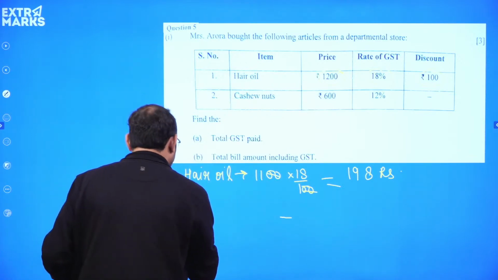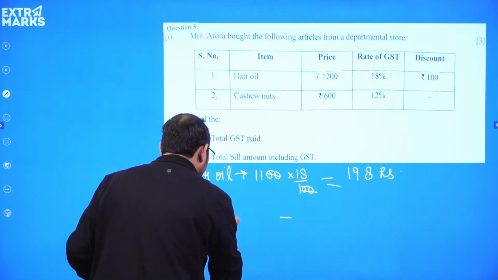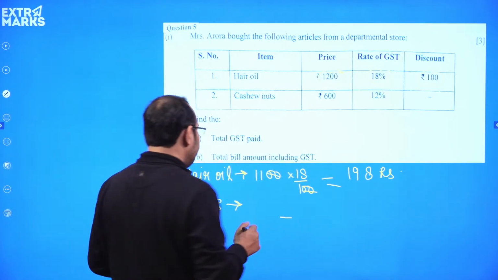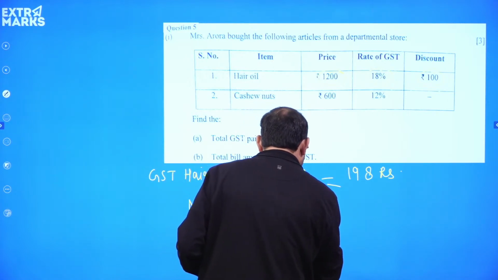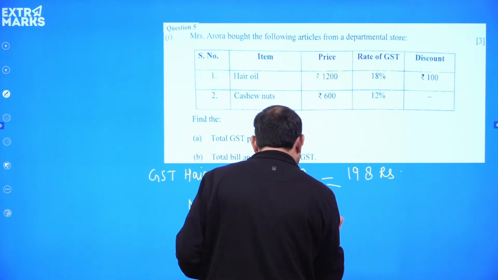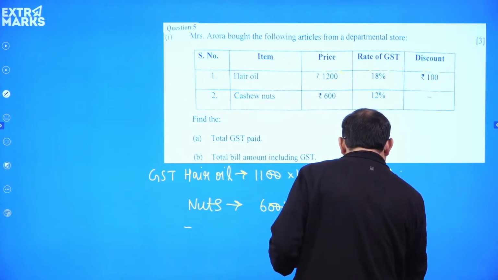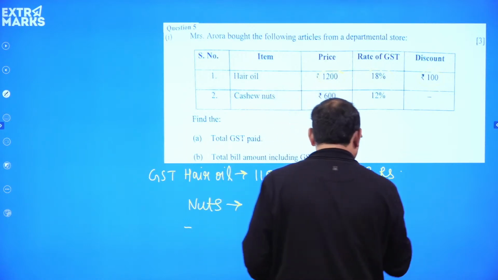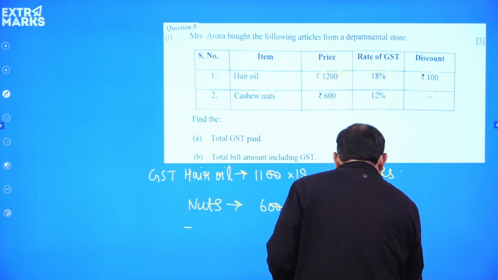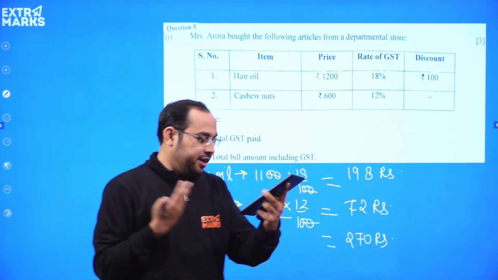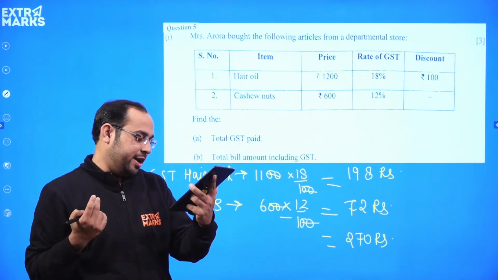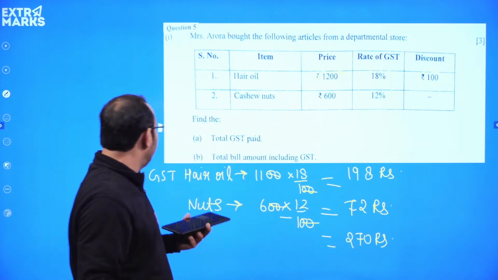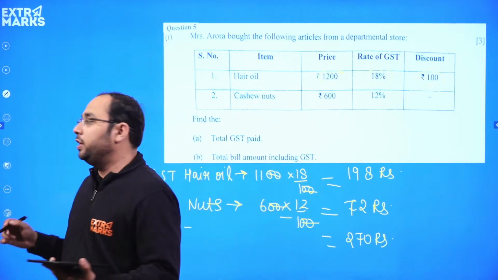After this, cashew nuts. Cashew nuts of 600 rupees, there is no discount, so 12% will be on 600 only. So 600 multiplied by 12 by 100, cancel, 72 rupees. Okay, let's add. What will you get? You will get 270 rupees. Yes, how many of you got this one? Very good, Gouda. How many of you got total GST paid as 270 rupees?